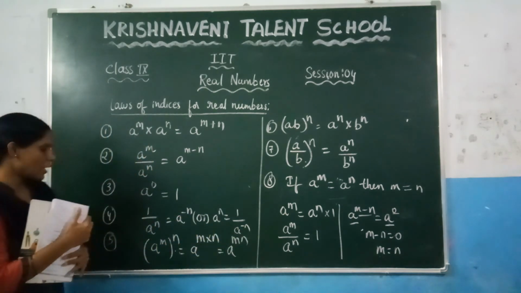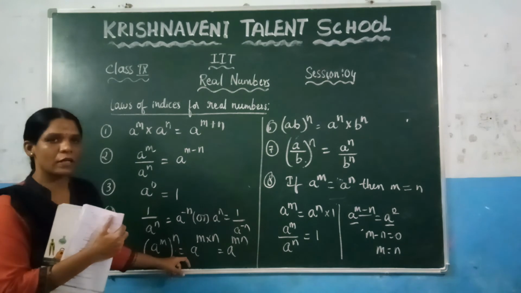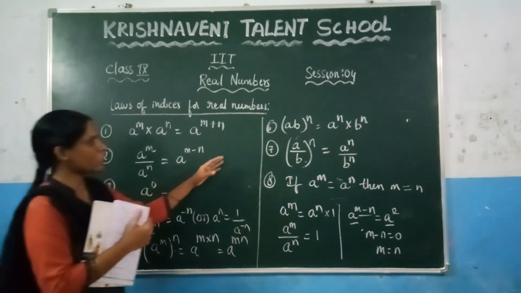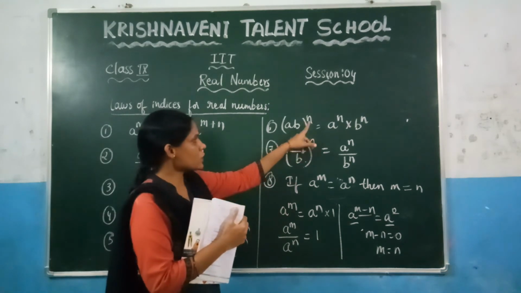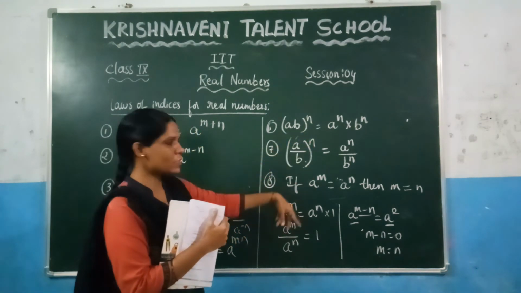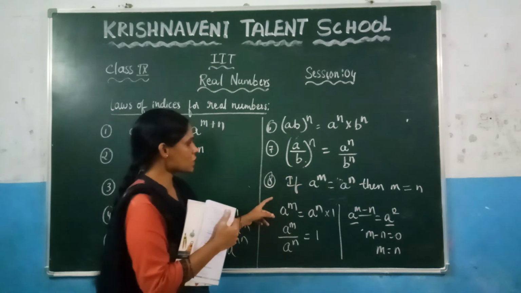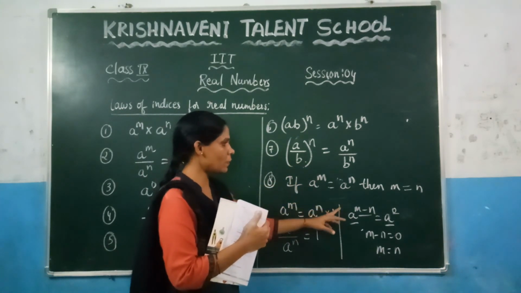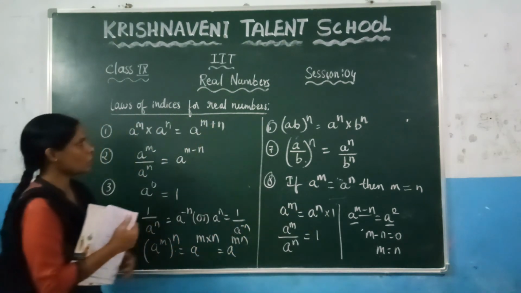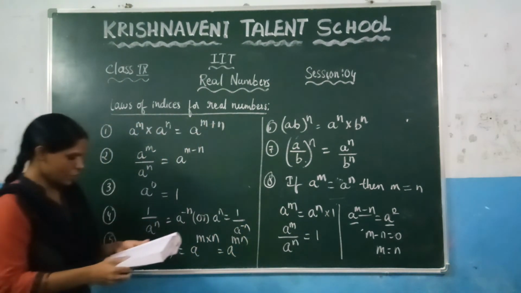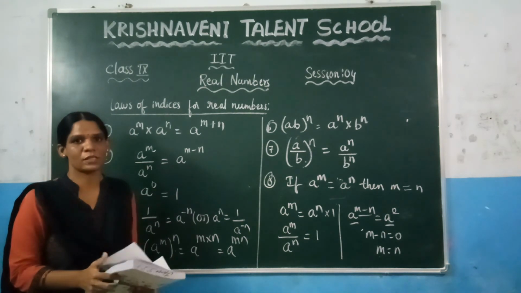Anything is the same. And the next one, (a power m) whole power n, that value is a power m into n. And the next one, (ab) whole power n is a power n into b power n. That means this power is applicable to both of these numbers. And similarly here, this power is applicable to both of these numbers. And the last one, if a power m is equal to a power n, then we can say that their powers are also equal. This is about the laws of exponents. In the next session, we are going to discuss surds and the types of surds. With this, the session is complete.